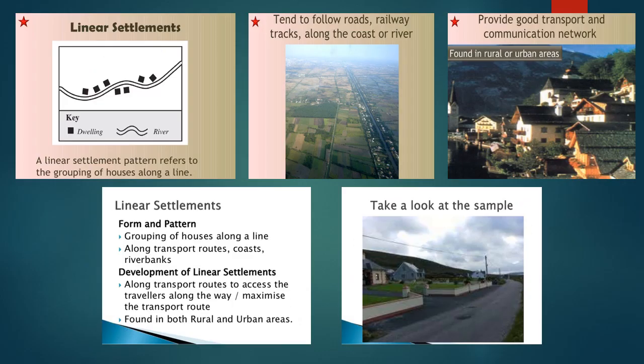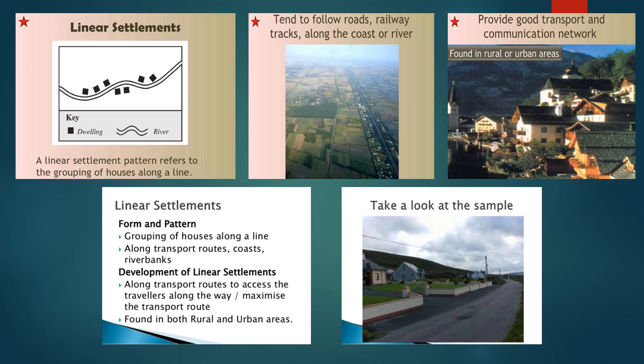Now let's know about the linear settlements. Linear settlement pattern refers to the grouping of houses along a line. It may be a railway track, it may be the highway. It is shown in the next picture that they tend to follow roads, railway tracks, along the coast or a river. And generally, this settlement is developed for some seasonal festivals or businesses.